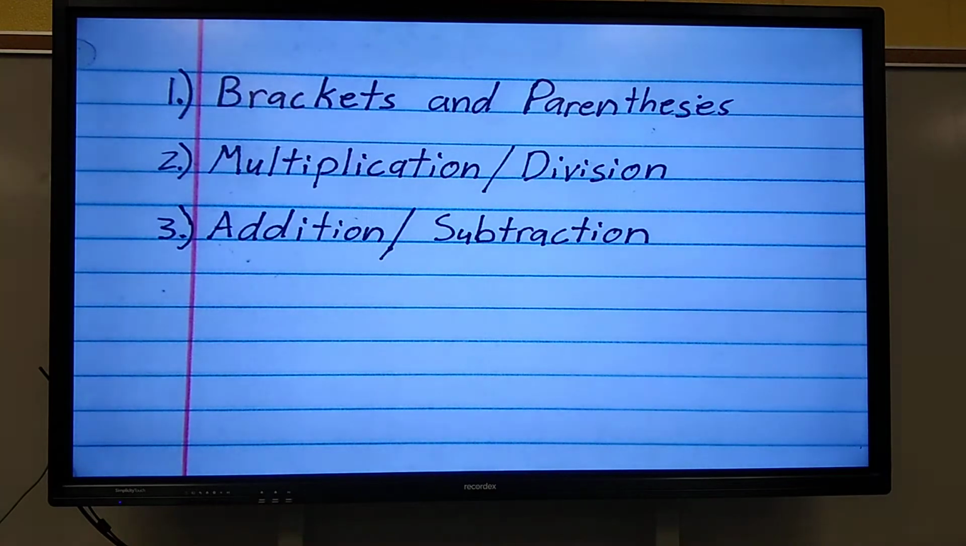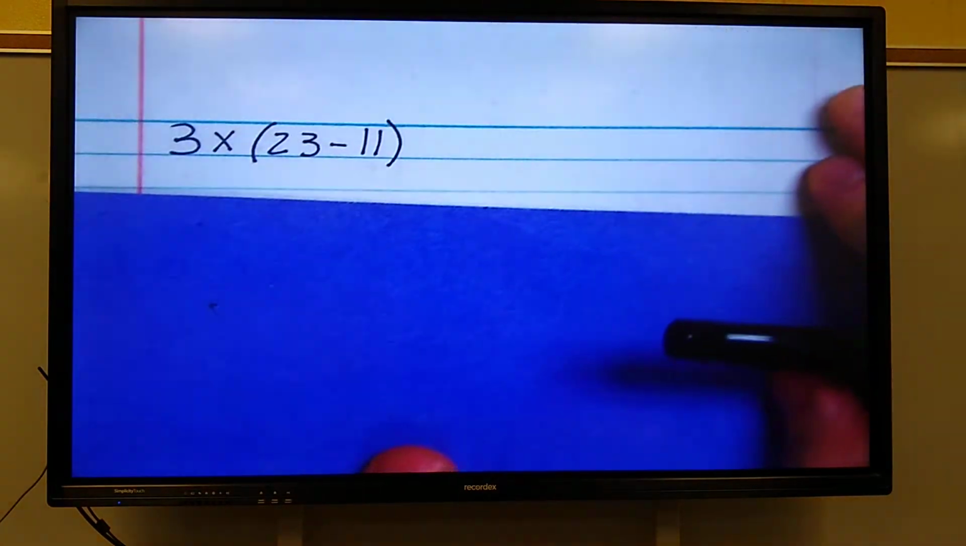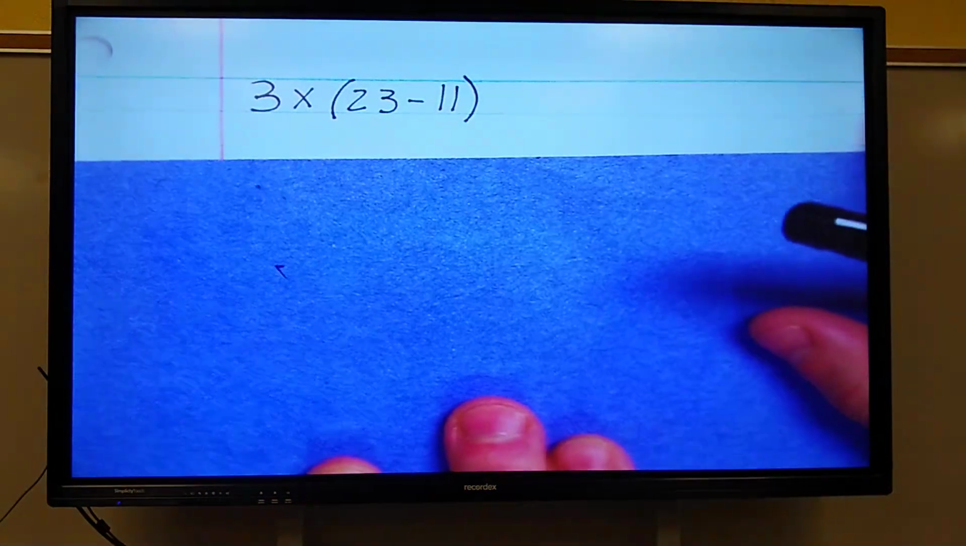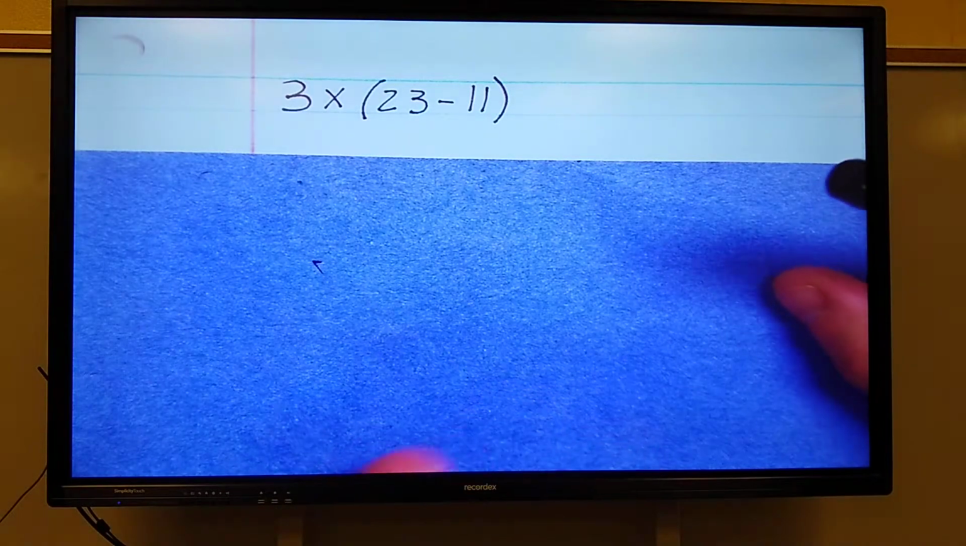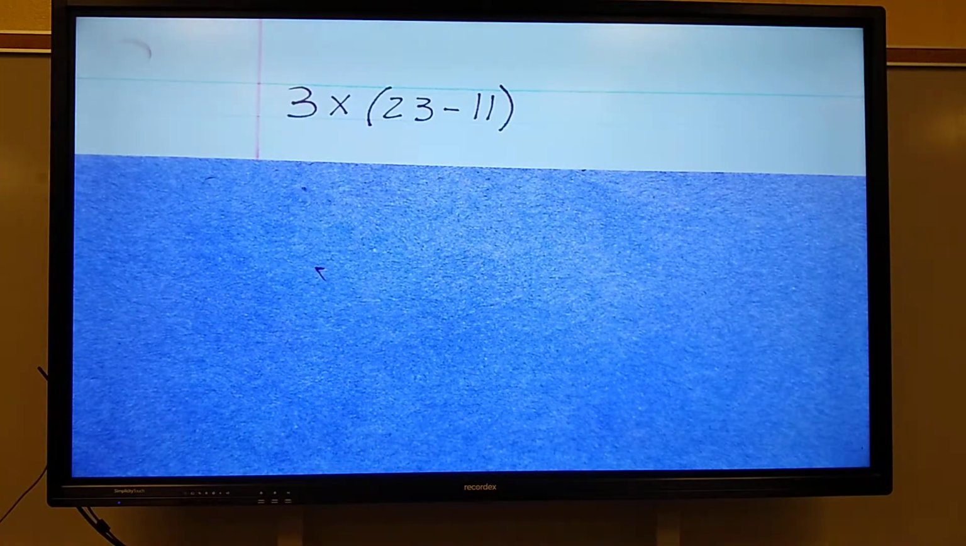So, with your sheet of paper out, I want you to do this little easy problem right here. Show your work on your paper, and then we'll check it once you are finished. Pause the video. All right, let's see how you did.